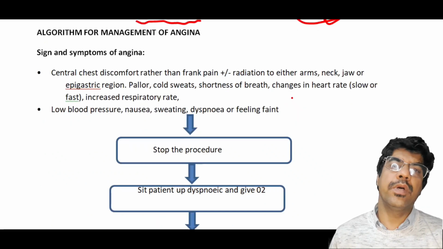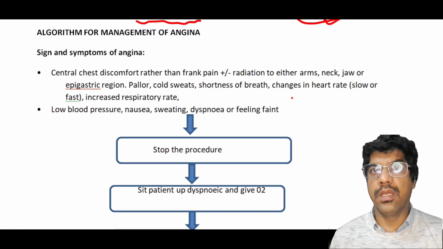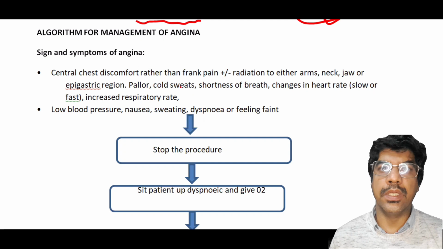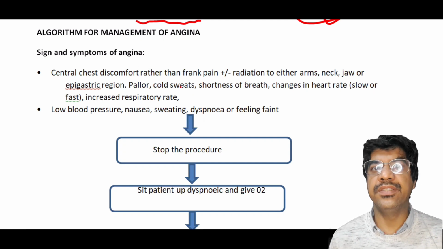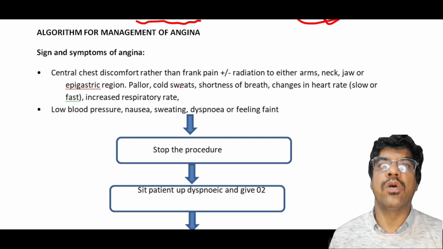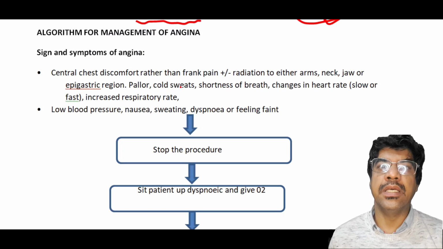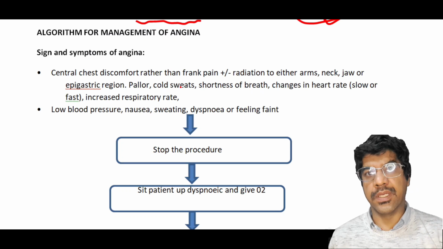Now, how can you recognize the symptoms? Identify the signs and symptoms of angina, including central chest discomfort, or pain radiating to the neck, arms, jaw, etc. Look for additional symptoms like the patient feeling pallor or sweats, or there could be shortness of breath, or a change in heart rate. It can either slow down or get a faster rate.